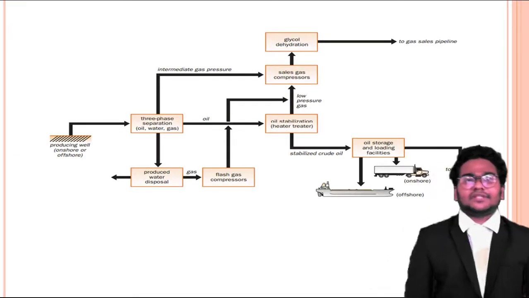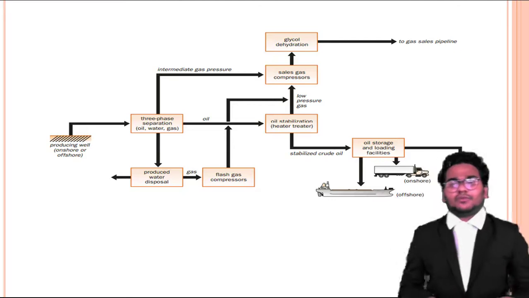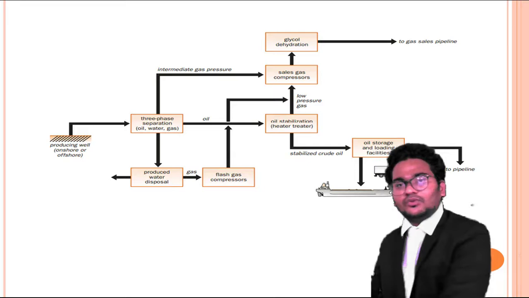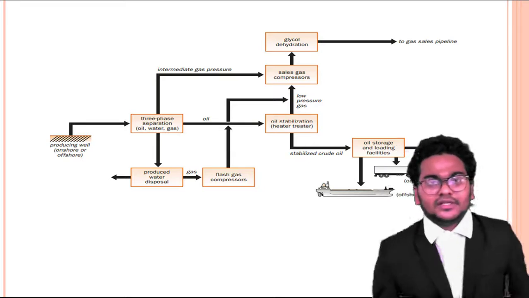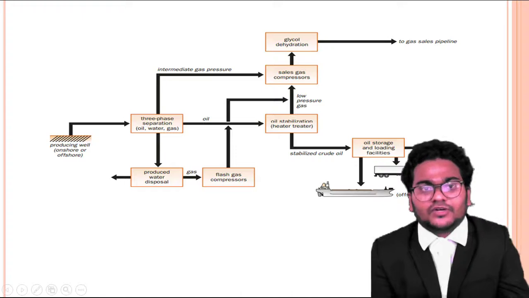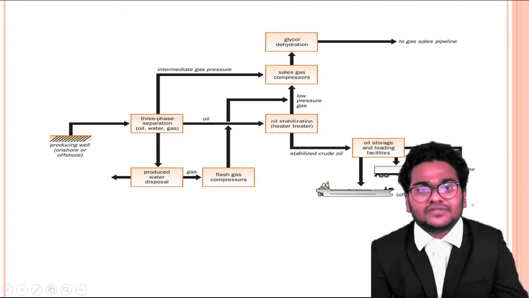So here I am mentioning one typical diagram of a flow sheet, from one place to another, how it is started, how it is from the production zone to how it is towards the sales point. So here you can see the first point is the producing well, from onshore or offshore. From there you are sending it to the three-phase separation. So here the three phases will be separated, like oil, gas and water.